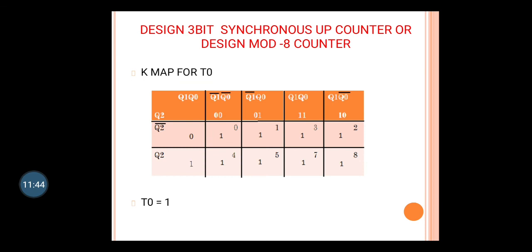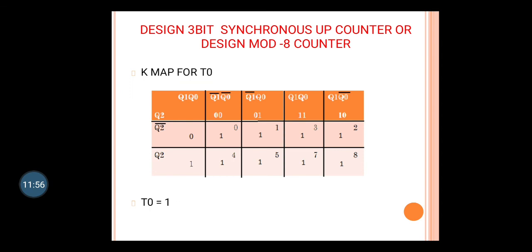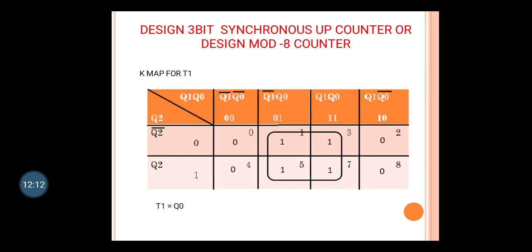Next is the K-map. Since there are 3 outputs T2, T1, T0, there will be 3 K-maps. K-map for T2, K-map for T1 and K-map for T0. So here, K-map for T0, since there are 3 inputs Q2, Q1, Q0, substitute all the ones there. Since the whole table is filled with 1, T0 is equal to 1. K-map for T1, then after substituting 1, group the ones, 4 ones, so only a single group is there, and write the equation. So T1 is equal to Q0.